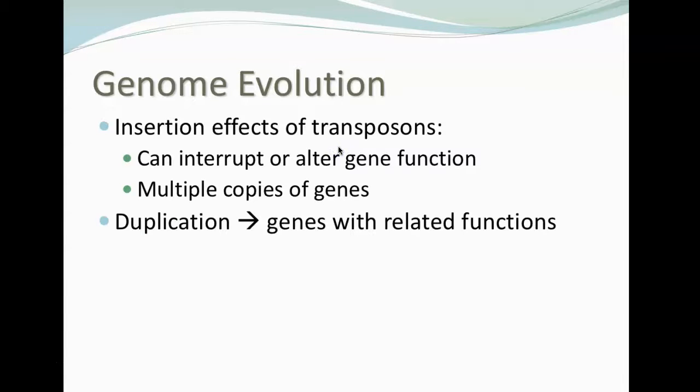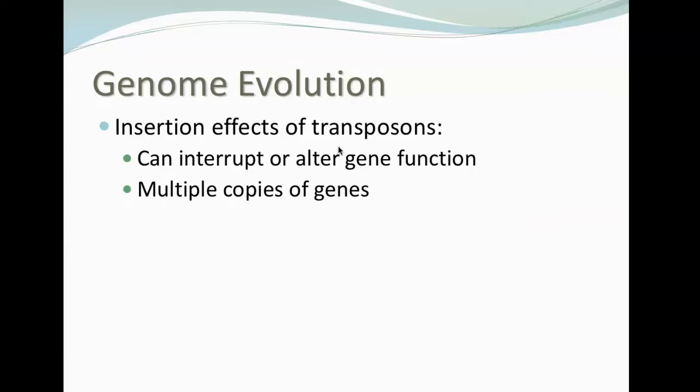So what they can do is interrupt. Transposons and retrotransposons can interrupt or alter gene function. And if you were paying close attention to that video I just showed you, this is most likely what knocked out the hemoglobin gene for the icefish.